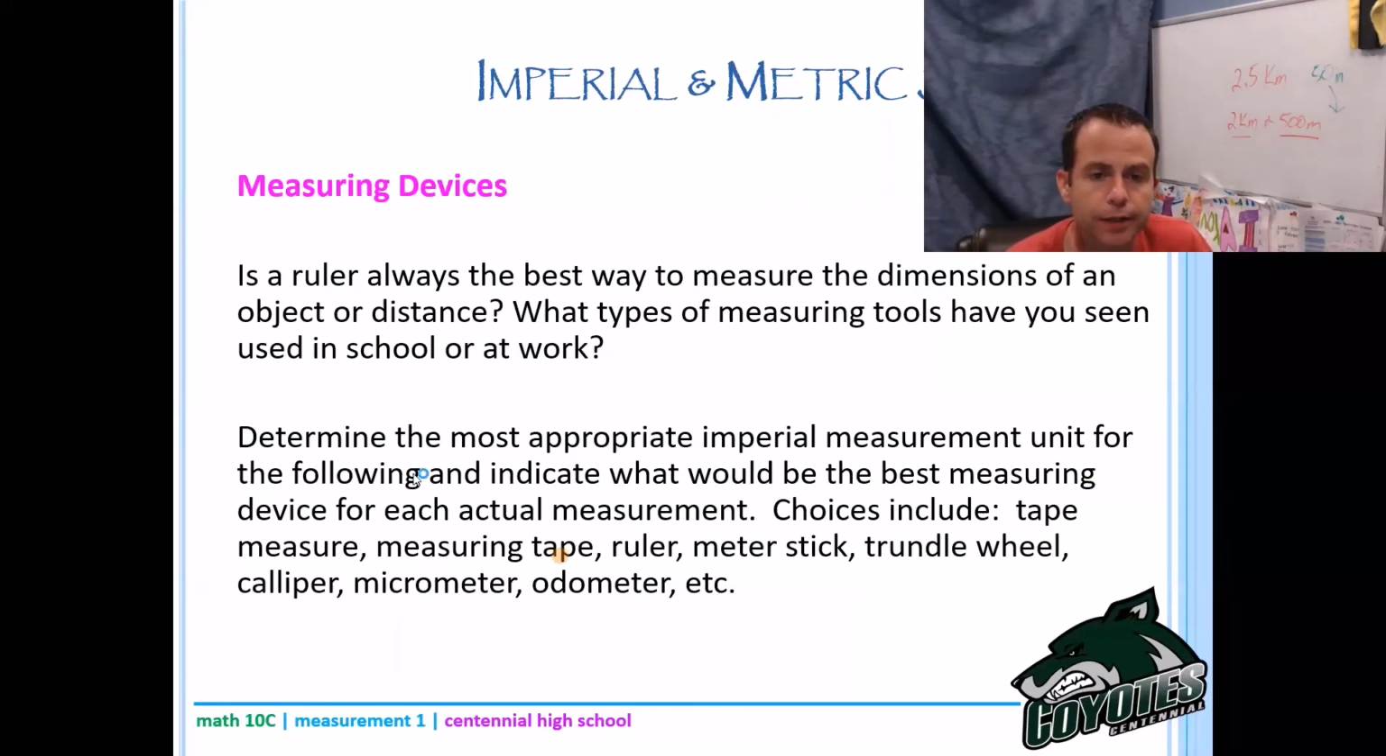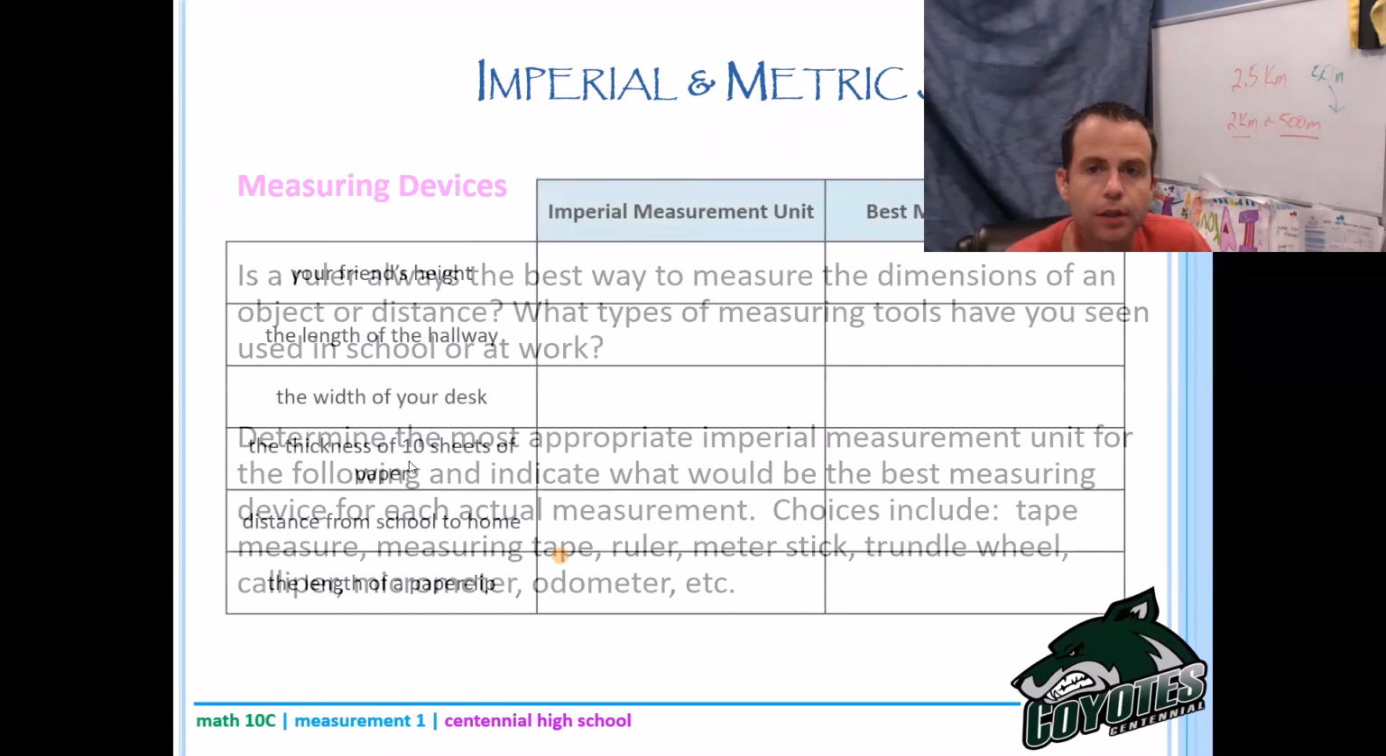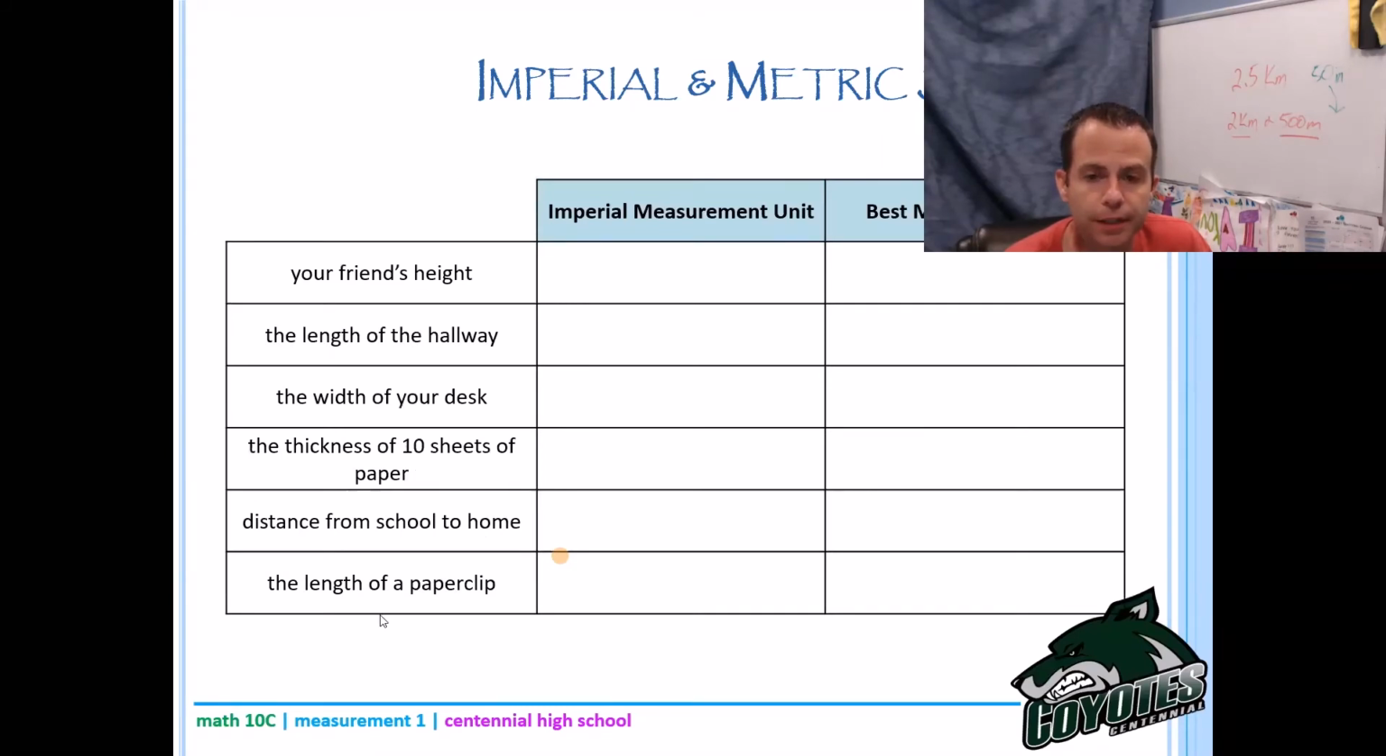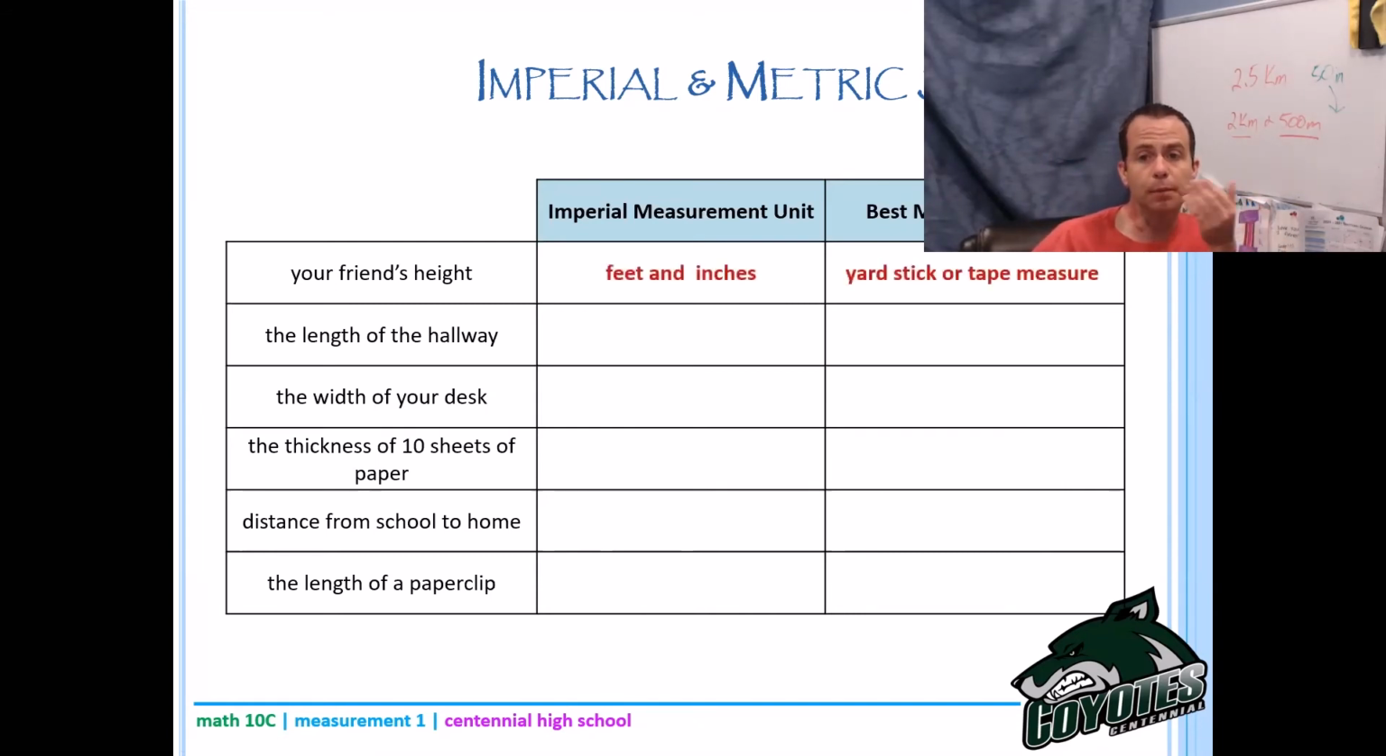Oops, sorry, I don't have my mouse on here. So let's take a look at each of these and see what we can come up with. Okay, your friend's height, if I'm looking at an imperial measure unit, probably want to do that in feet and inches. You could use a yardstick or a tape measure.